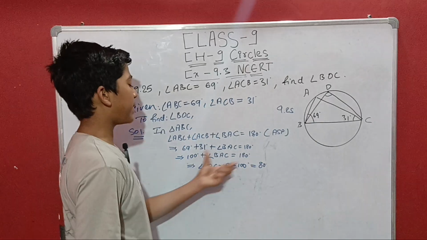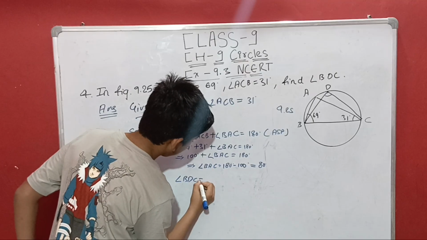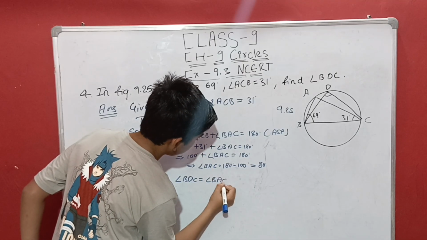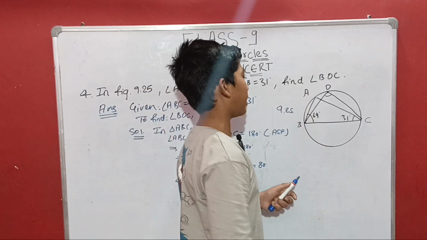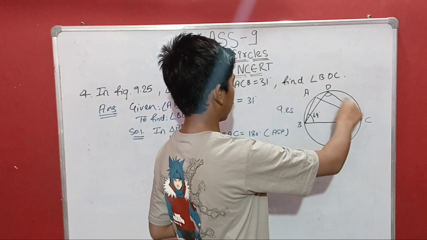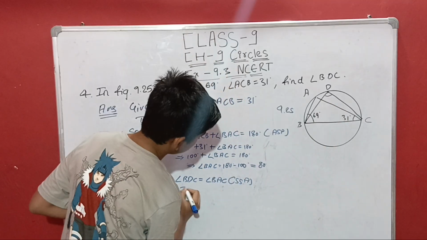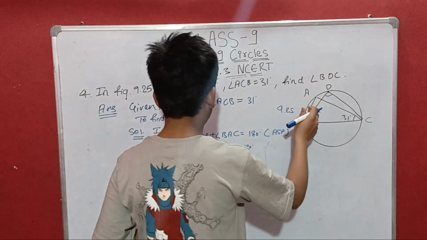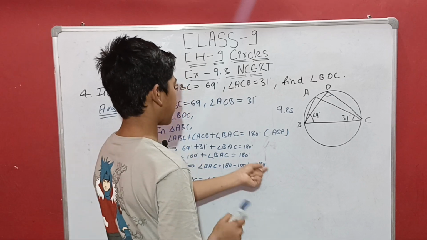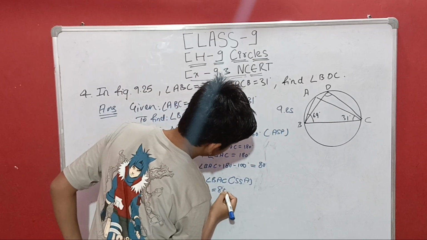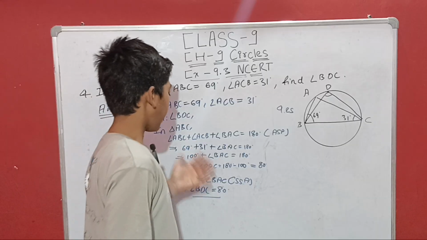So as we know that angle BAC is equal to 80 degrees, we know that angle BDC is equal to angle BAC. Why? Because of same segment angles. These angles are in the same segment, which is the segment BADC. So these angles are equal to each other. So what is angle BDC? This angle is equal to angle BAC, and angle BAC is equal to 80 degrees. So we know that angle BDC is also equal to 80 degrees. So we have now found the value of angle BDC.